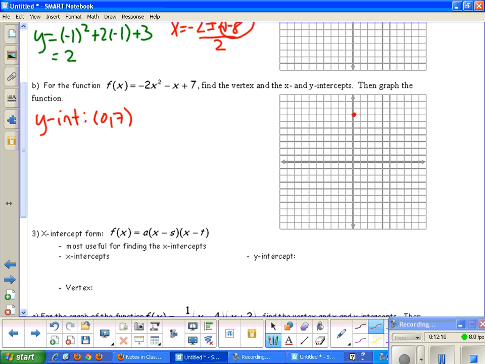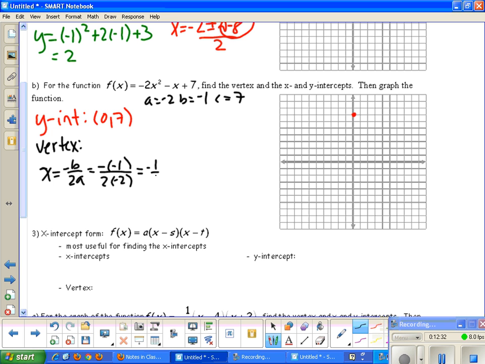And then the next thing I want to do is find the vertex. So the vertex x-coordinate is equal to -b over 2 times a. So a is -2, b is -1, c is 7. In this case, I get -1 over 2 times -2, and that ends up giving me -1/4. How do you find the y-coordinate? Plug that in for x into your equation and then solve. And when I do that, I end up with 57 over 8.